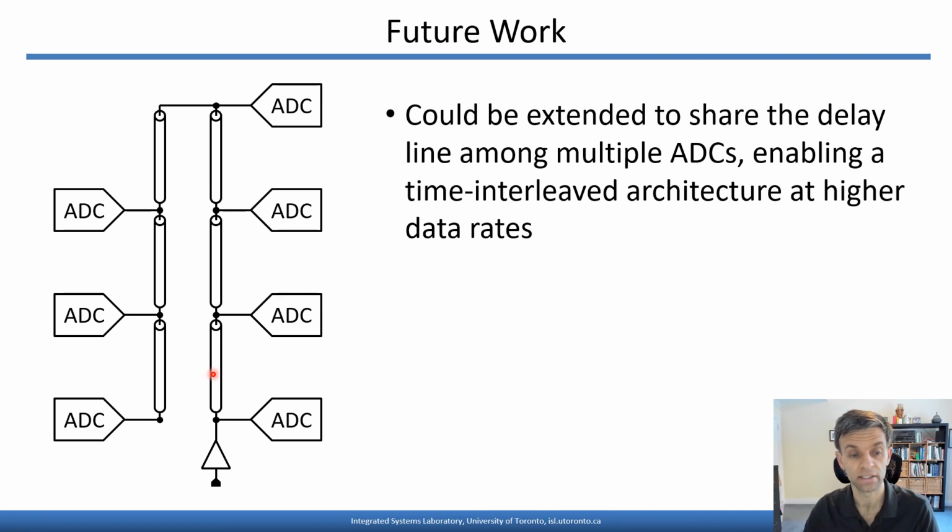In fact, in a case like this, you'd be amortizing the cost of the delay line so much that you might be able to afford the passive delay line with its large area. And that would then allow you to achieve even higher bandwidth, lower noise, and better linearity. So I think this is an interesting potential direction for future work in this area.